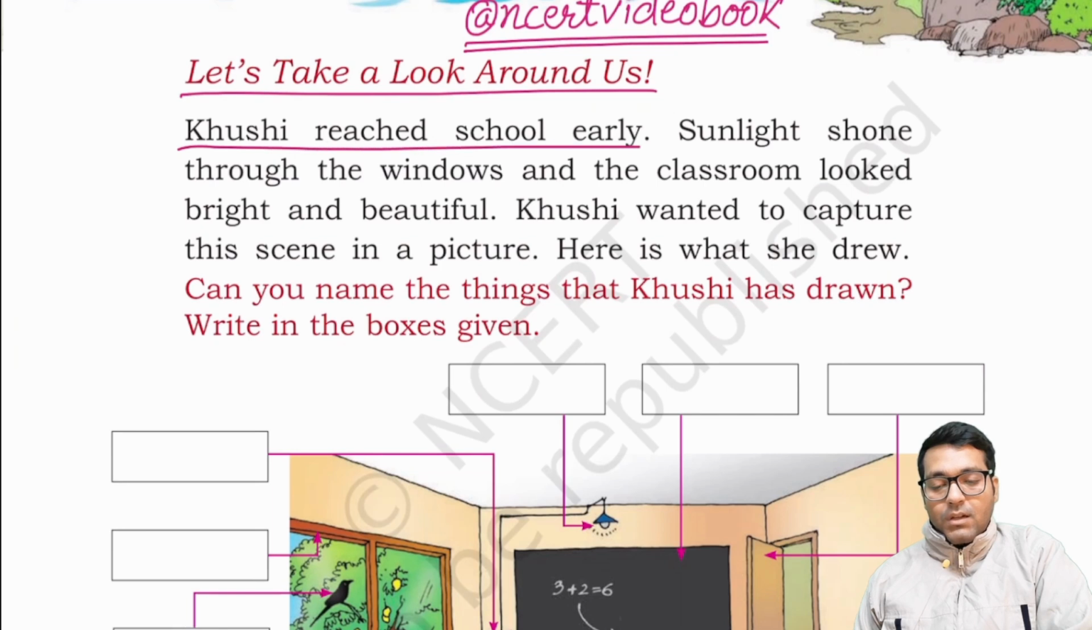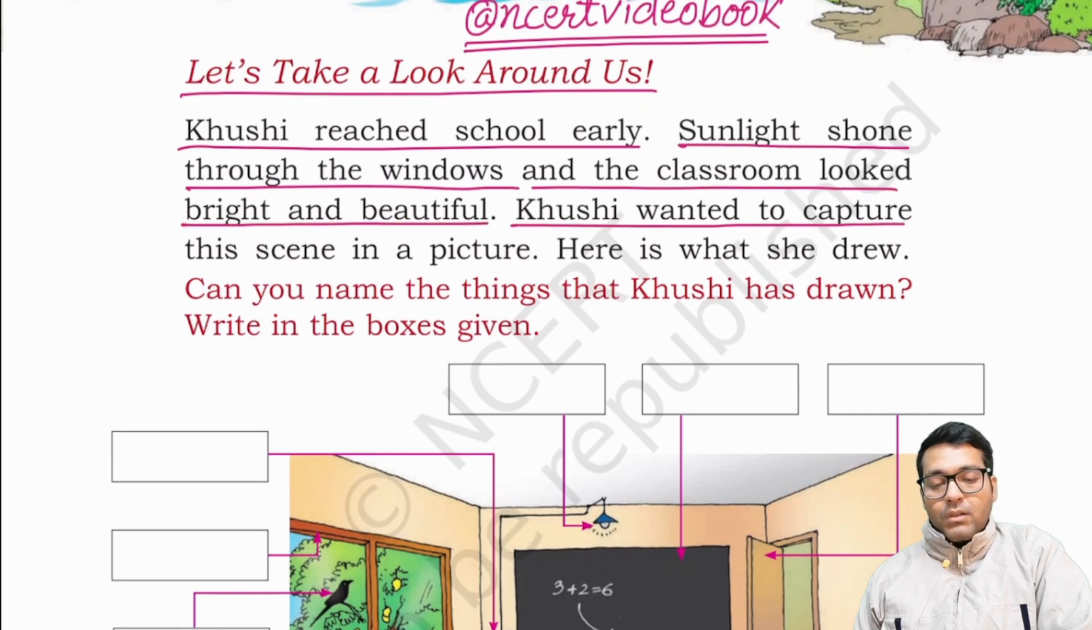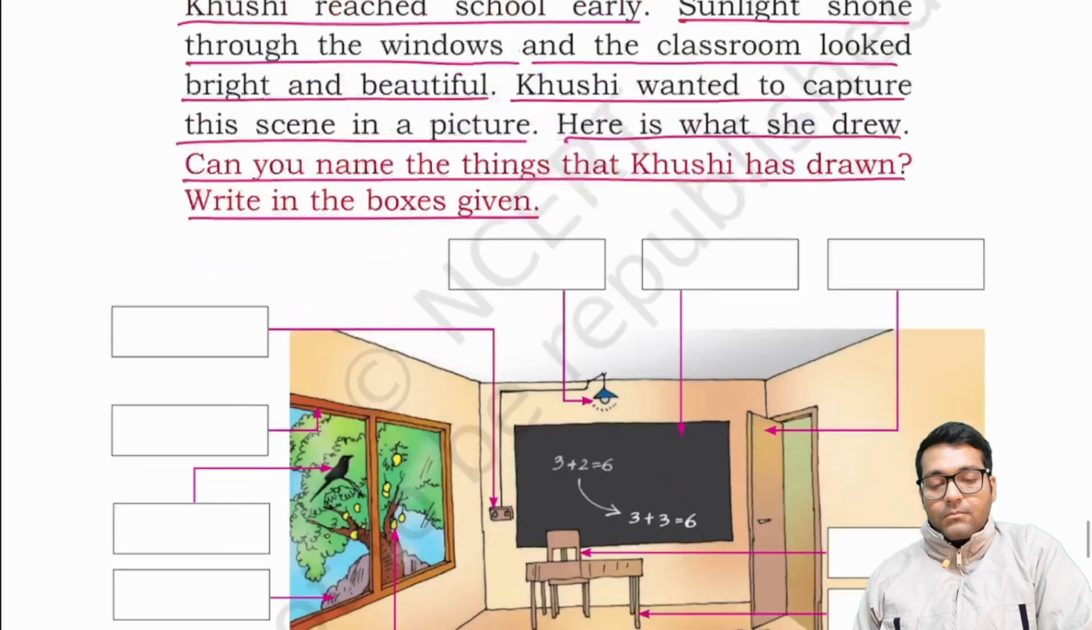Khushi reached school early. Sunlight shone through the windows and the classroom looked bright and beautiful. Khushi wanted to capture this scene in a picture. Here is what she drew. Can you name the things that Khushi has drawn? Write in the boxes given.